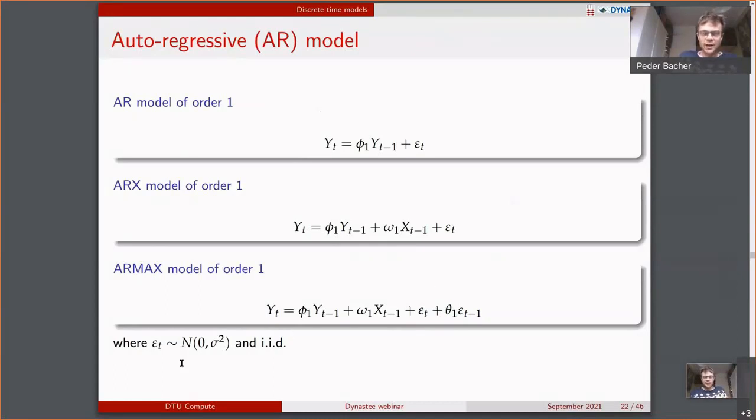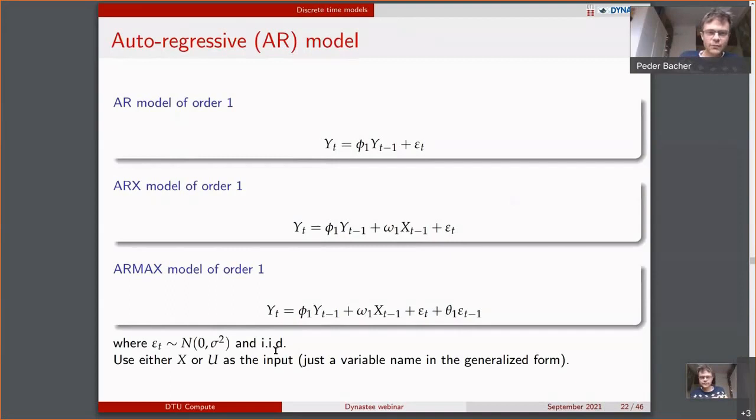Then we have the assumptions on our errors: that they are normally distributed and IID, independent identically distributed, which we check with the autocorrelation function. We could write X or U as the input. It's just some variable, and of course we can have multiple inputs and multiple outputs.